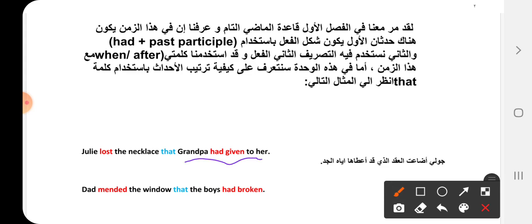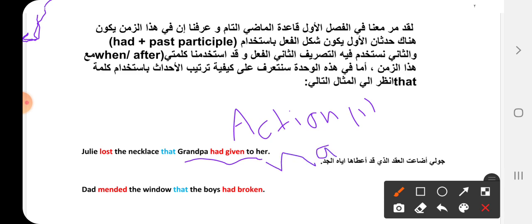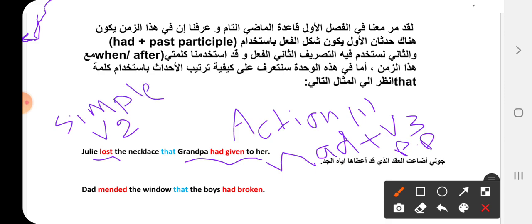So this is the first action, action 1, which happened first, okay? And so we use had plus verb 3 or past participle, okay? And the second action that happened next, we express it using verb 2, lost, simple past, okay? Verb 2, the same thing, simple past.